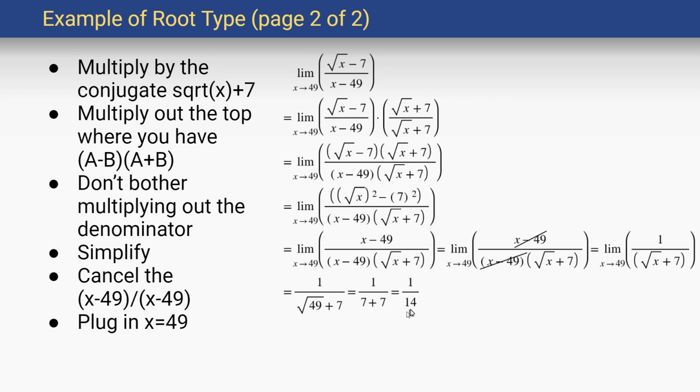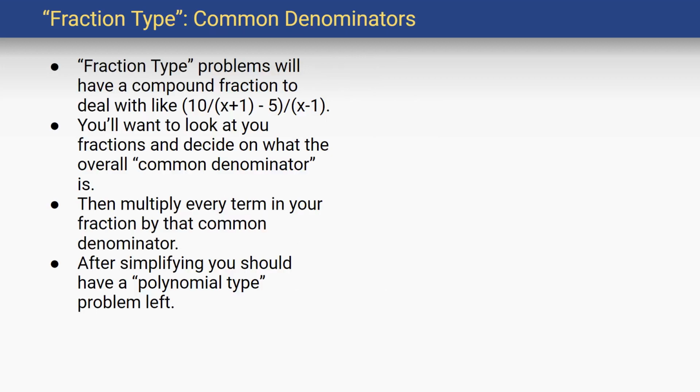And so 1 over 14 is the limit as x approaches 49 of this function, square root x minus 7 over x minus 49. Okay, so the key there is knowing that the conjugate is going to do what you want it to do and allow this simplification to happen. Okay, so you have to remember this is how you deal with the root type. You multiply by the conjugate top and bottom. Okay, so that's it for the root type.